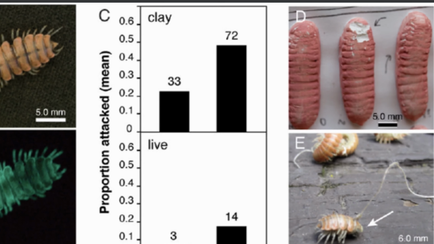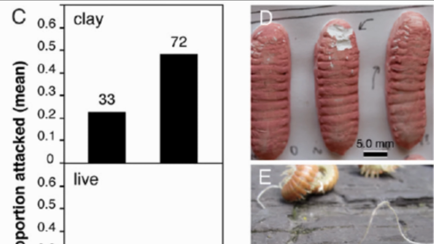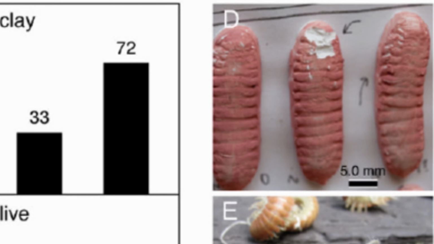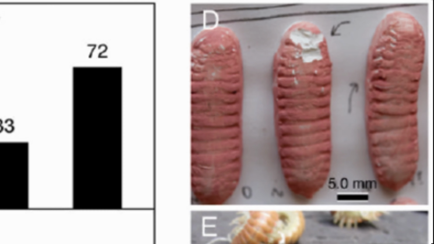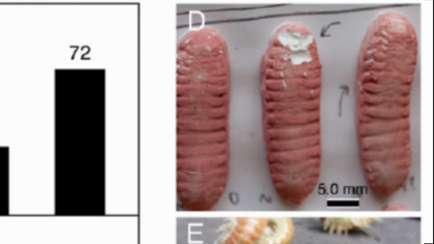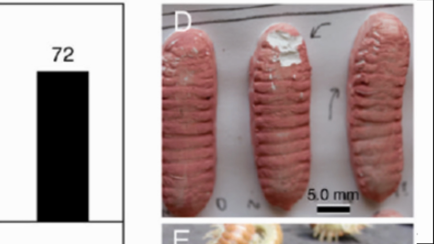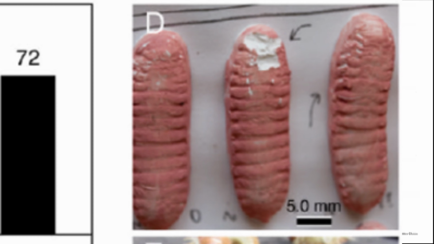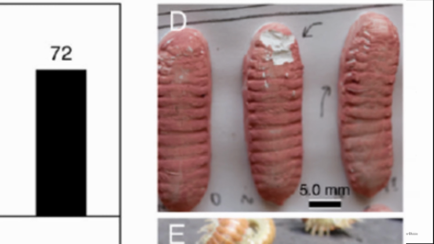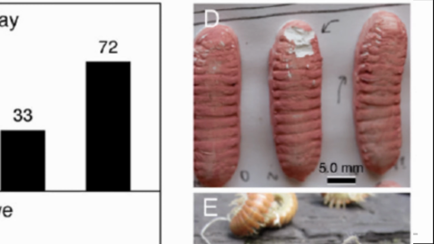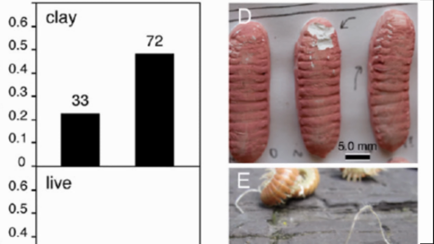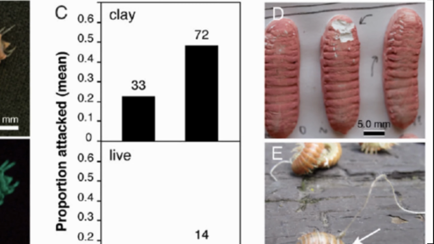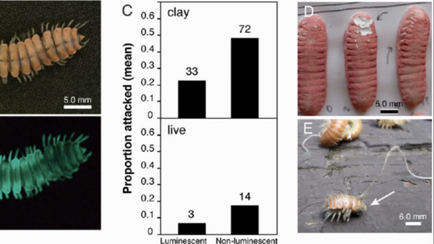So what they did was they made clay models. These researchers made little clay models of the millipede, and some of them they made glow in the dark, and some of them they didn't. And they put these clay models out, and they let them sit there overnight, and then in the morning they went back and checked to see if there were any bite marks on the clay models. The bite marks would suggest that a rodent or some predator tried to bite and attack the clay model. And what they found was that the predators were biting the non-glowing millipedes.